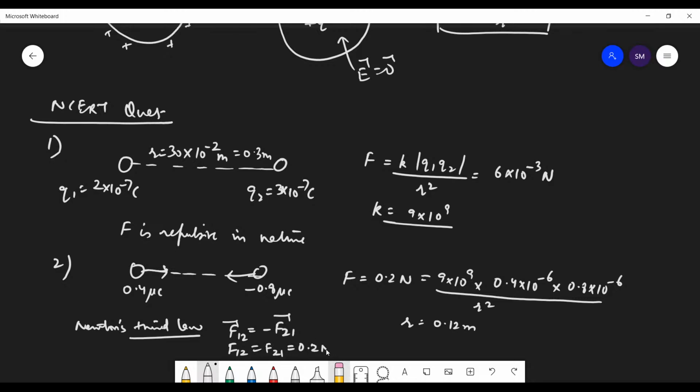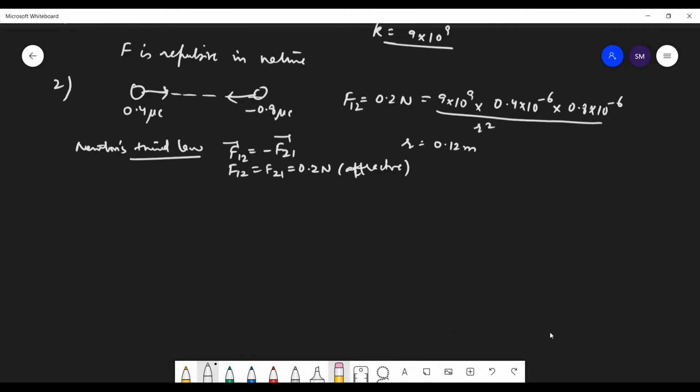0.2 Newton. So the force on the second sphere due to the first, suppose this is the force 1 on 2, and this is the force 2 on 1, that is 0.2 Newton. Force on second due to first, and it is attractive. So these are very simple questions. Now 1.3 you can do yourself.